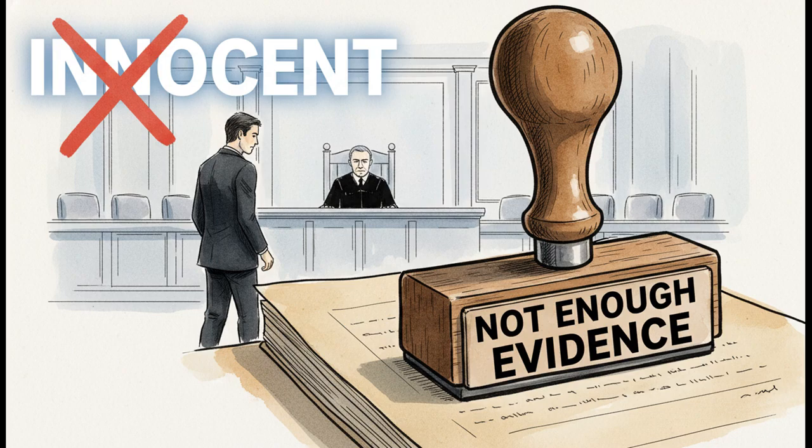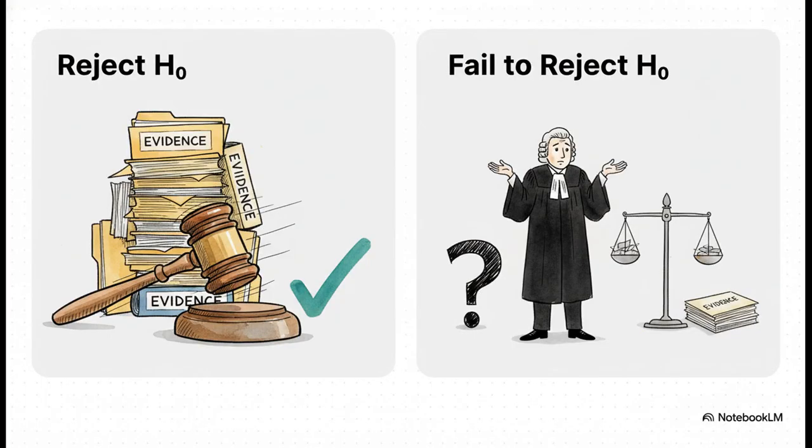Why? Well, think about it. Just because a prosecutor couldn't find enough evidence to convict someone, does that prove they're innocent? Of course not. It just means they didn't meet that high burden of proof. So our language has to reflect that reality. If we do have enough evidence to reject the null, our official statement is, there is sufficient evidence to support the claim. But if we don't have enough evidence, we have to say, there is not sufficient evidence. Notice how we never say the claim is false. We just say we couldn't prove it with the evidence we had. It's a subtle difference, but it's a huge one.